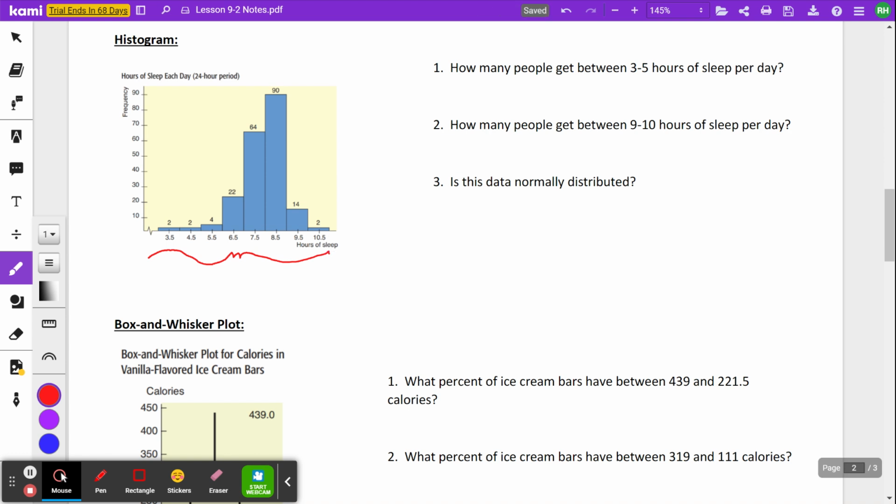So this is hours of sleep each day in a 24-hour period. So hours of sleep would be down here, and how often it occurs is the bar. So how many people actually said that they sleep that amount of time?